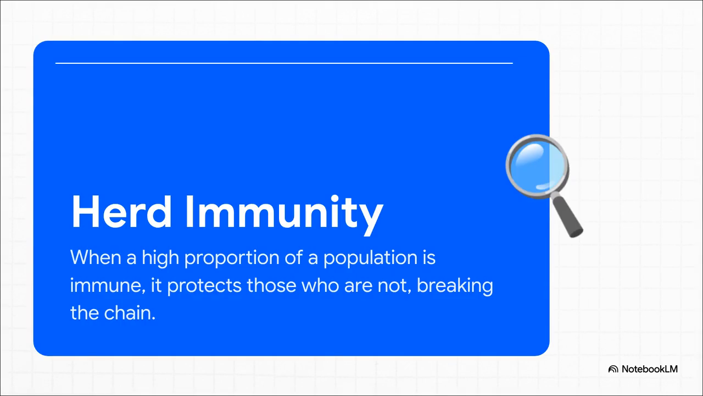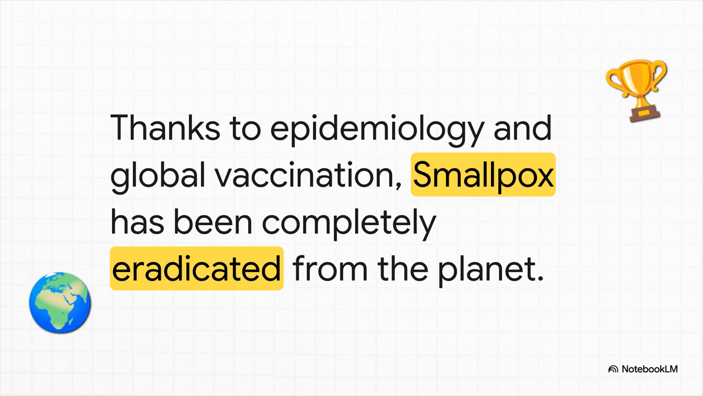And one of the most powerful public health tools that comes from all this is the concept of herd immunity. The idea is actually pretty simple. When enough people in a community are immune to a disease, a virus or bacteria just runs out of places to go. It keeps hitting dead ends, which creates this invisible protective shield for the most vulnerable people who can't get vaccinated themselves.